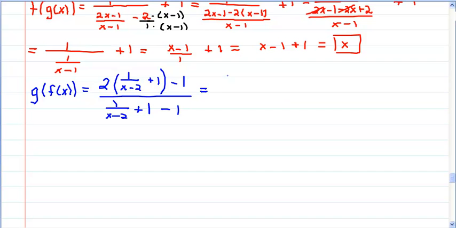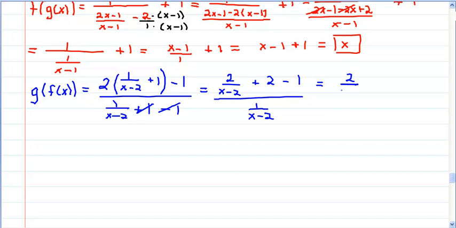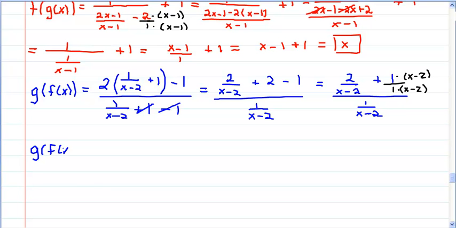So if I distribute the 2, I have 2 over (x minus 2) plus 2 minus 1, and then over, at least these 1's cancel, and I just have 1 over (x minus 2). I can combine the 2 and the 1 to 2 over (x minus 2) plus 1 over 1 over (x minus 2). If I place this over 1 and get a common denominator of x minus 2, I have g of f of x is equal to (2 plus x minus 2) over (x minus 2) over 1 over (x minus 2).